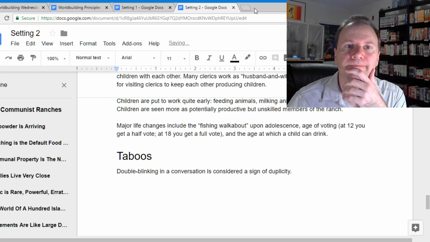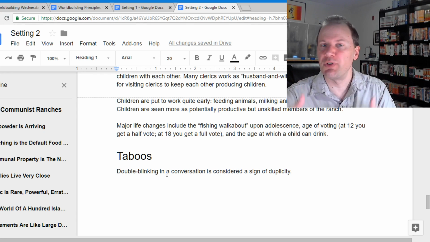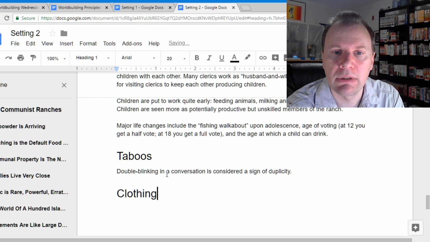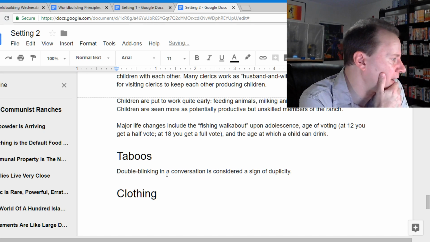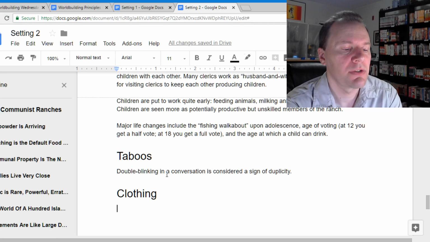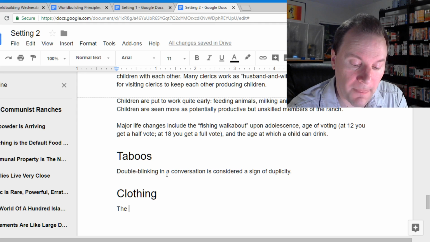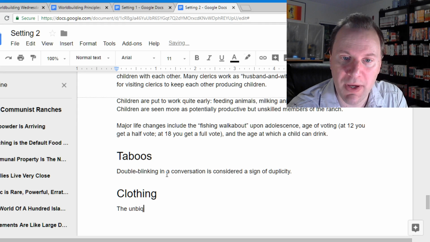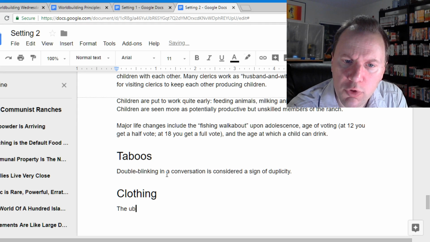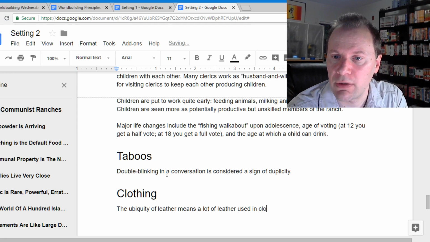So let's talk about clothing. And obviously, clothing could go into taboos, nudity, and such. But for now, in this society, I think, yeah, exactly, Seth, we're gonna have leather all over the place. So the ubiquity of leather means a lot of leather used in clothing.